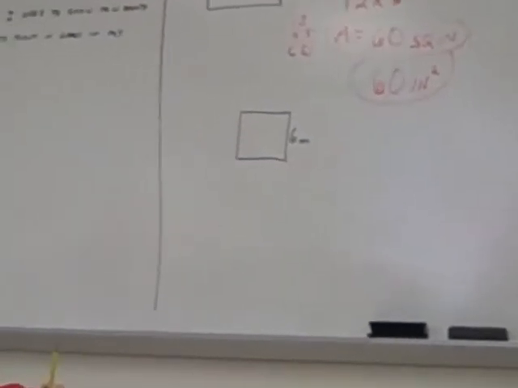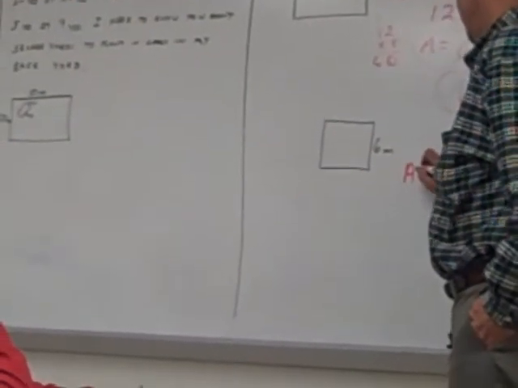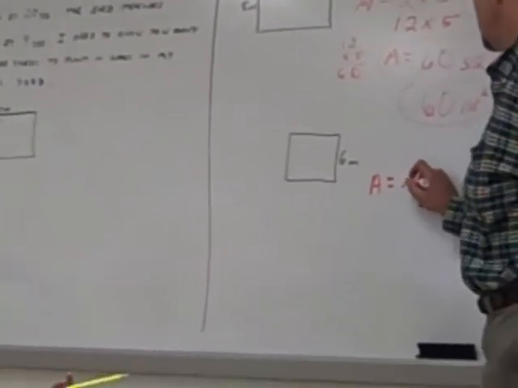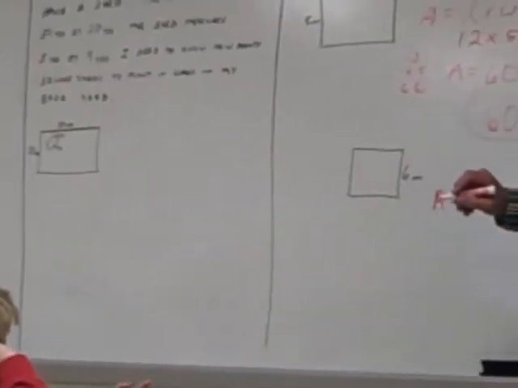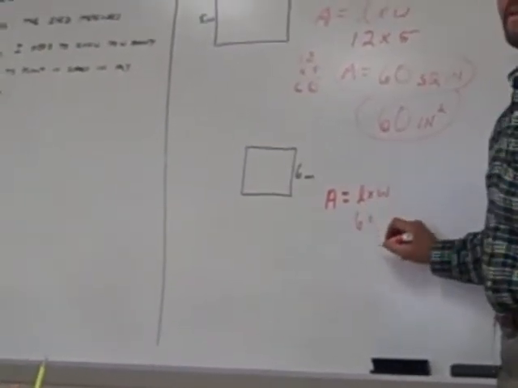Rectangle. A square is a rectangle, and just do what? Multiply. Do what? Length times width. Thank you very much. Who was that? Carl, good job. Length times width. All right, what's the length? 6. What's the width? 6.